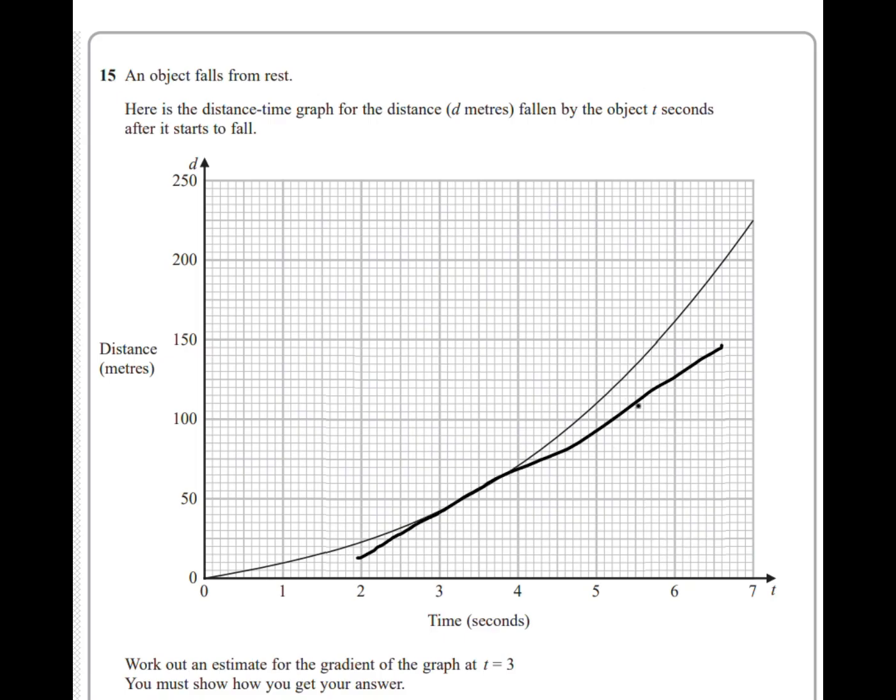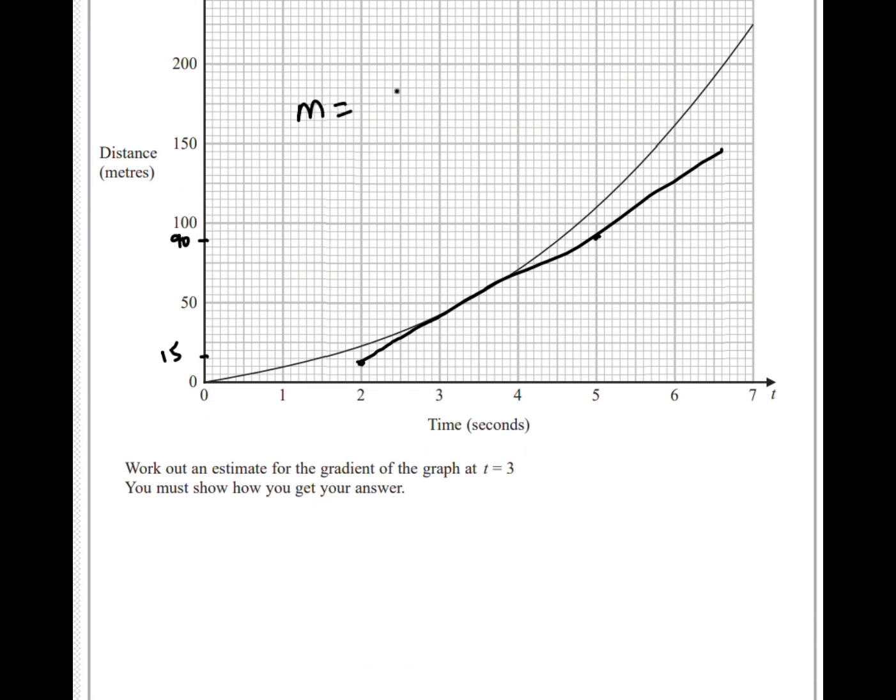So let's pick points at 5 and 2. Oh wow. So at 2 seconds, the distance is about 5, 10, 15. And at 5, the distance is about 55, 60, 75, 80, 90. So you know the formula for gradient, m equals y2 minus y1 over x2 minus x1, rise over run. So gradient equals 90 minus 15 over 5 minus 2.